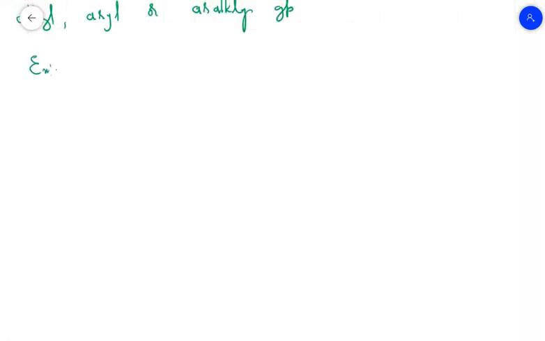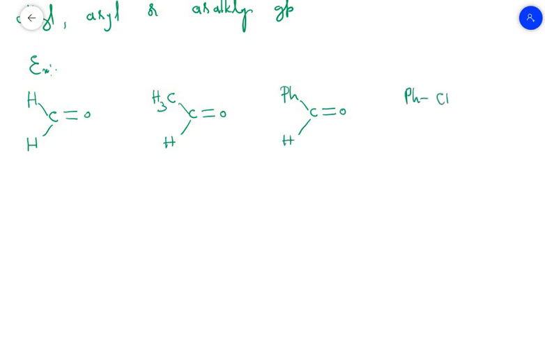Example: H C double bond O H, CH3 C double bond O H, Ph C double bond O H, Ph CH2 C double bond O H. So the names of these compounds will be discussed.